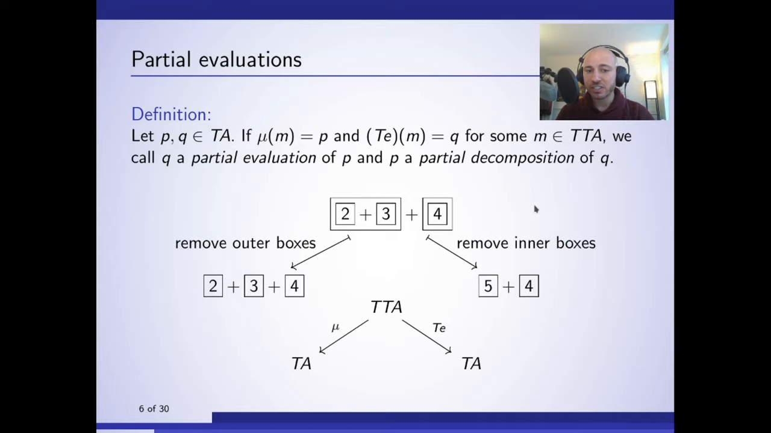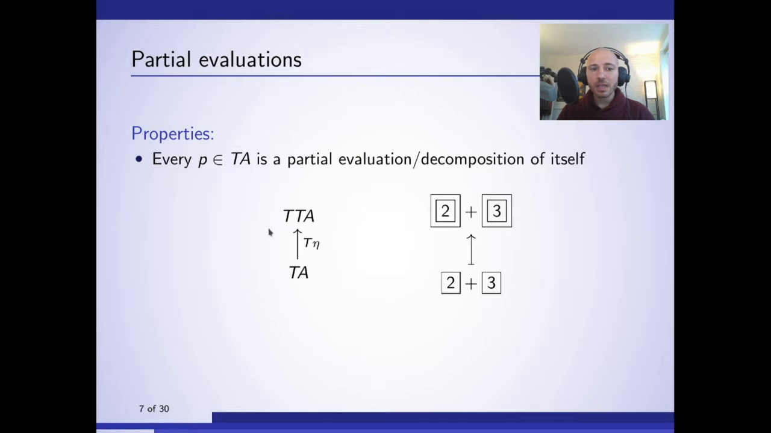All right, so that's our definition. First thing we can do is a consistency check. So here are some basic properties that tell us that this makes sense. First of all, given any expression, there's a partial evaluation to itself. You can always partially evaluate it by doing nothing. So doing nothing is a partial evaluation or a partial decomposition. Somehow it is the identity arrow, if you want.